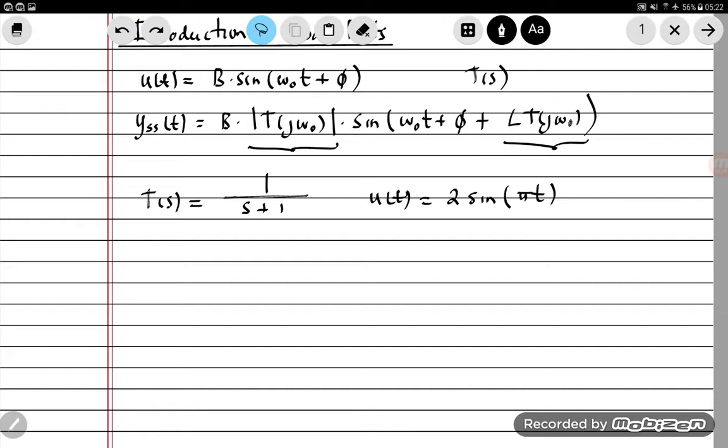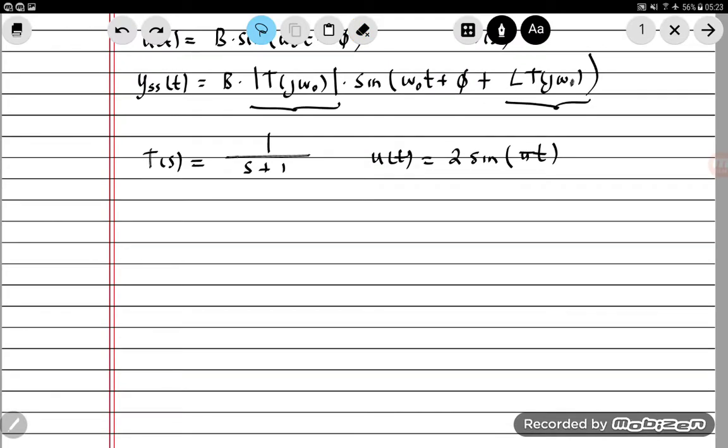So if you did this correctly, well, unlike me, I saw I made a mistake in the slides again. If you did it correctly, you should have determined that the output was this, where it's 2 times this amplification factor, which was 1 over the square root of 1 plus pi squared, times sine of pi t minus the arctangent of pi.